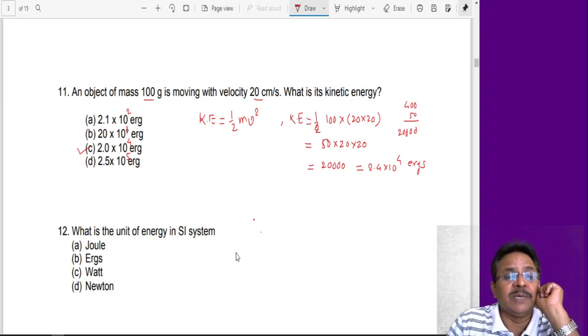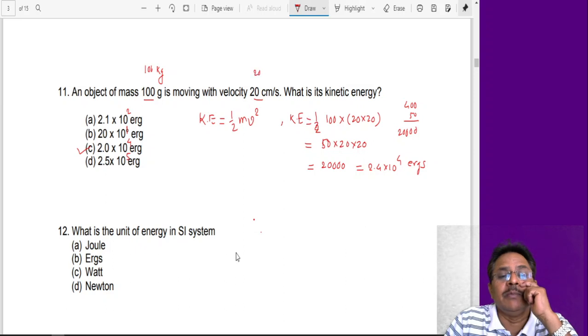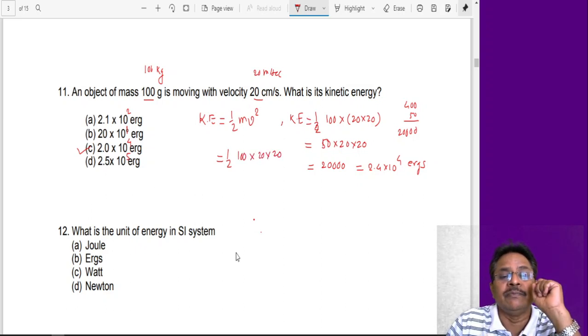The same problem could have been asked with the mass given as 100 kg and the velocity given as 20 meters per second. Now this is MKS, and this is also MKS. I could have taken the answer again with the same formula, 1/2, 100 kilograms into 20 into 20. If this answer is calculated, this will again come to be 2 into 10 raised to 4. Same answer, only the unit here will be joules.